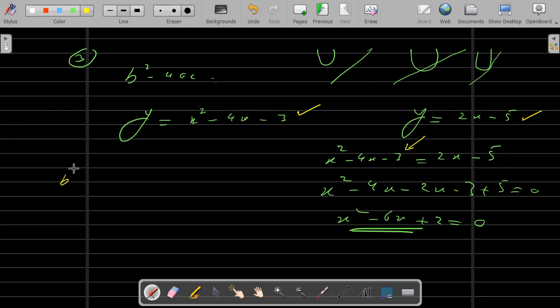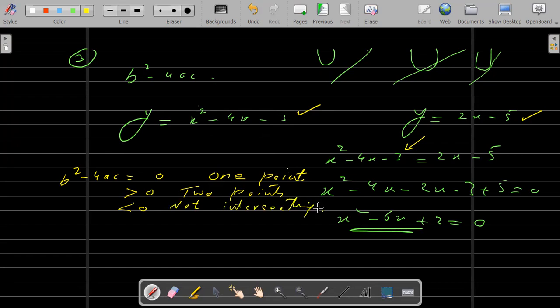Then you will apply here b square minus 4ac. If its answer is equal to 0, then you will say that it is intersecting at 1 point. Same logic we are using, which we used before. If its answer is greater than 0, yani positive, then obviously you will say that intersecting at 2 points. Yani curve and straight line are intersecting at 2 points. If its answer is less than 0, negative, then we will say that not intersecting. Yani curve and straight line are not intersecting.